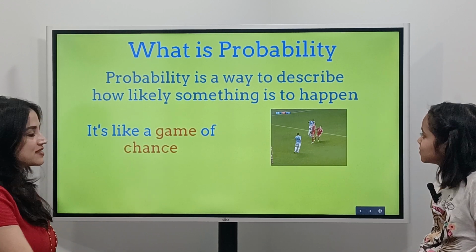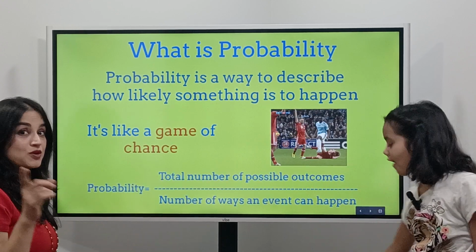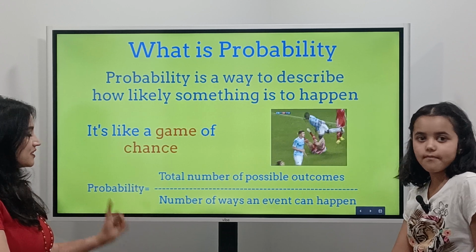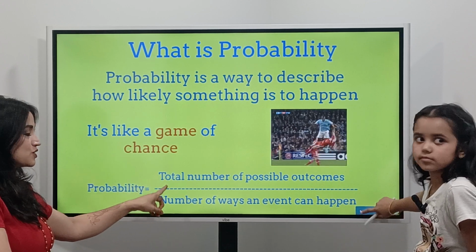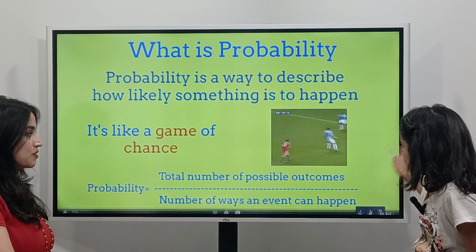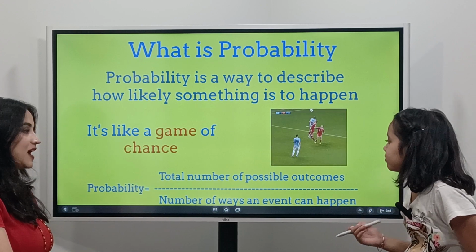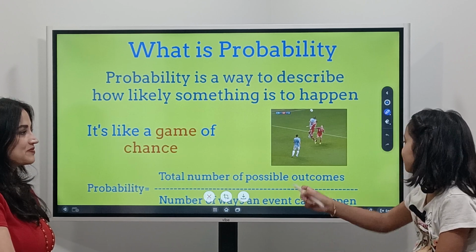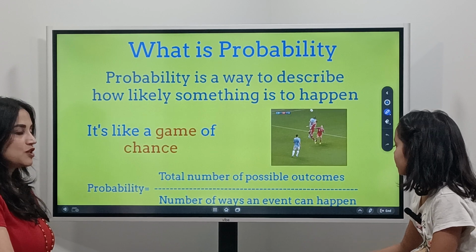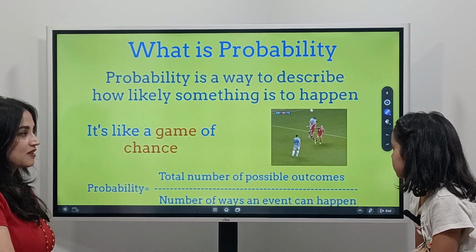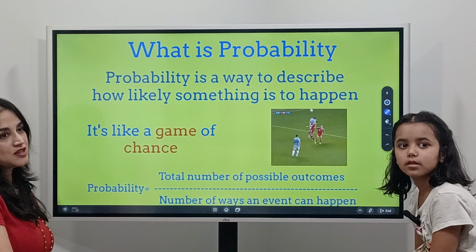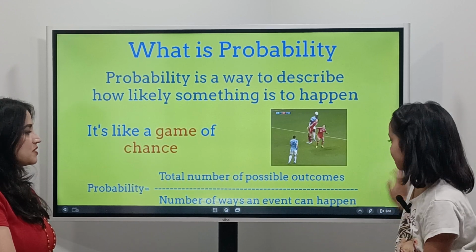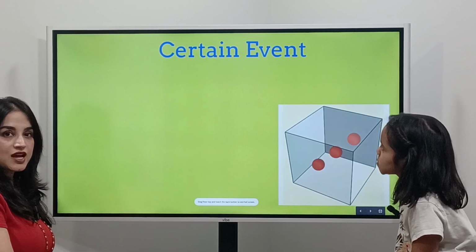Okay, let's go to the next slide. So there is a formula of probability. What is the formula, Lina? Probability is equal to the number of ways an event can happen divided by the total number of possible outcomes. We're going to talk more on the next slide. There will be more examples of how probability actually works.